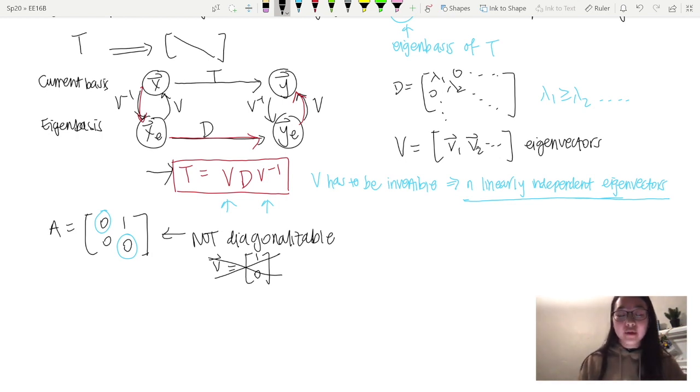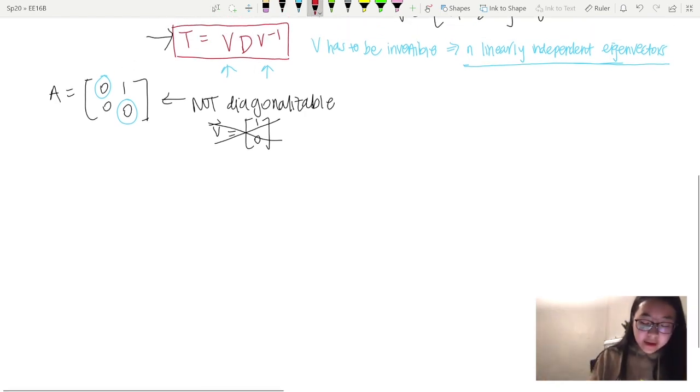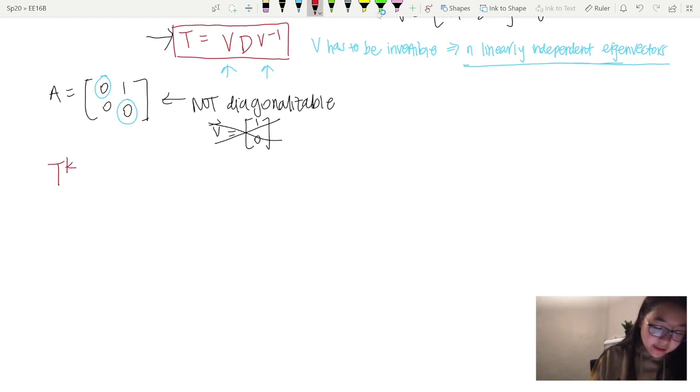Is that really easier to use? Does that actually simplify calculations? So a great trait that we are actually going to prove about diagonalized matrices is that if you wanted to take T and raise it to the kth power, this is just equal to V times D to the k and V inverse.